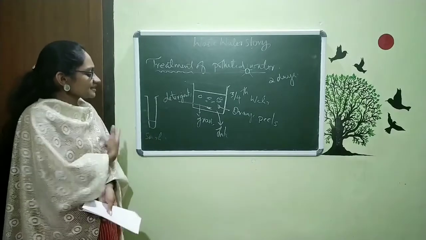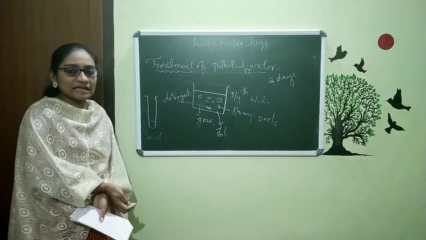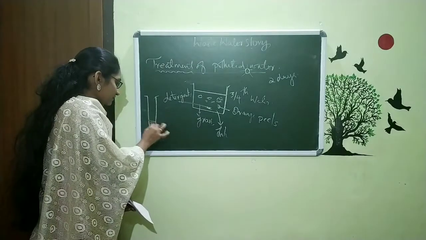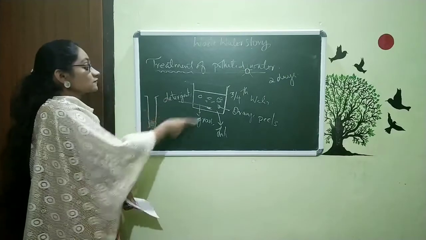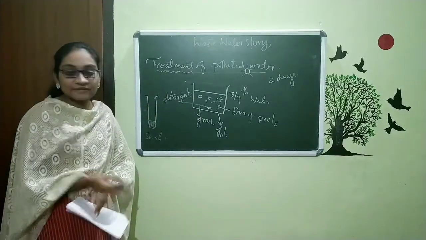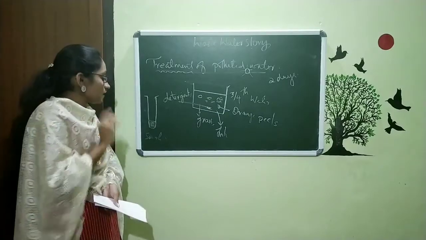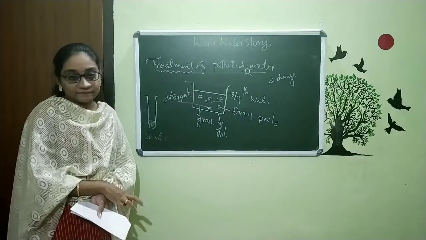And what is the color of this liquid? You can see a very dull color is there, and the color is because of the presence of all these things. And also the smell is very bad. It is a foul smell. These are the specialities of this water.